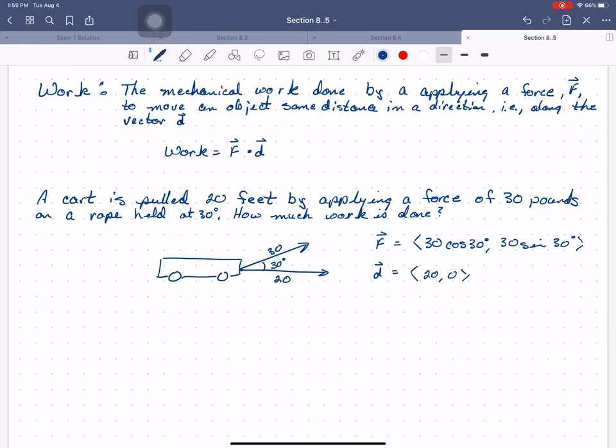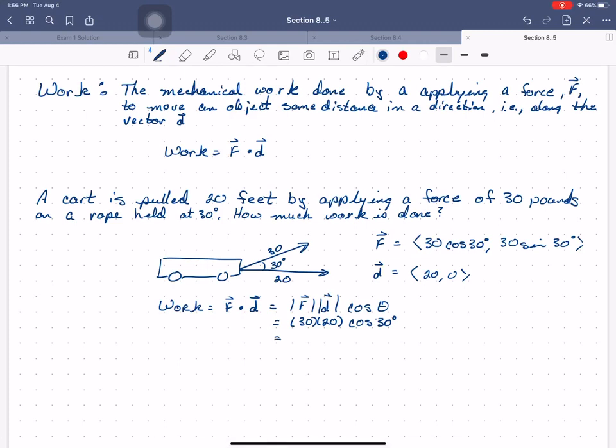I don't really need to do that, because all I need is work is equal to force dot distance. And we remember that that is the product of the magnitudes. That would be magnitude of force times the magnitude of my distance multiplied by the cosine of the angle in between them, which would be 30 times 20 times the cosine of 30 degrees. Cosine of 30 degrees is root 3 over 2.